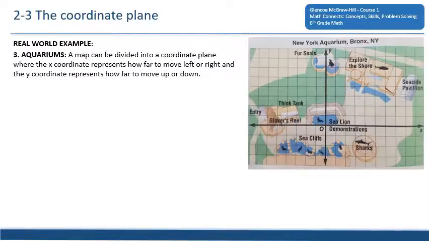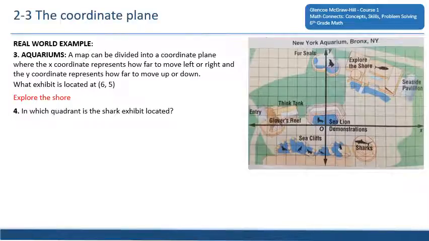Real world example. A map can be divided into a coordinate plane where the x-coordinate represents how far to move left or right, and the y-coordinate represents how far to move up or down. What exhibit is located at 6, 5? So to figure this out, we have to move 6 places to the right on the x-axis. 1, 2, 3, 4, 5, 6, and then we move up 5 on the y-axis. And we're going to end up on the Explore the Shore.